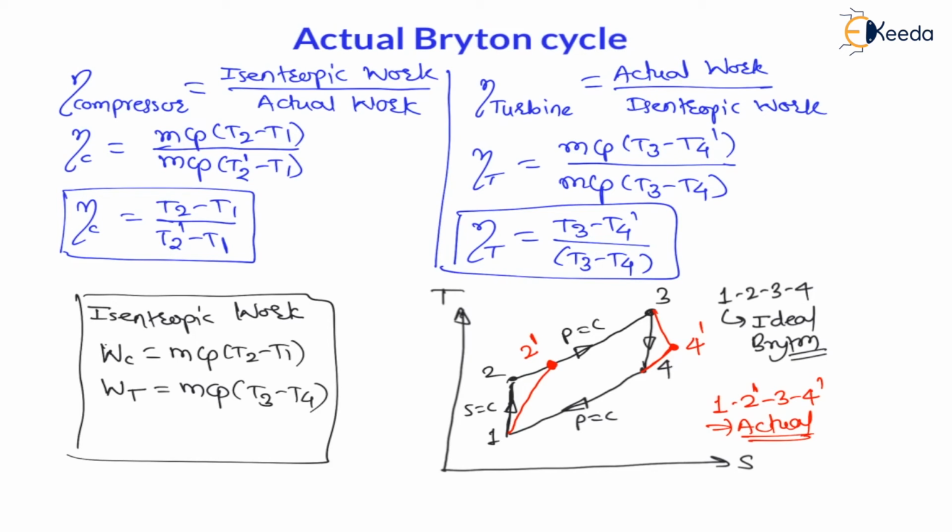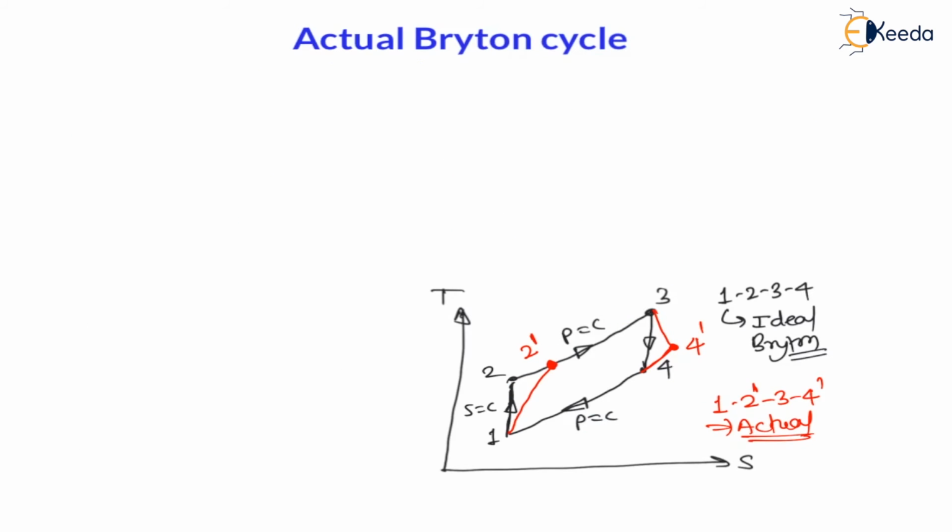Therefore, once you calculate the efficiency of the compressor and the efficiency of the turbine, let us find the efficiency of the total cycle. Here, the efficiency of the compressor is the efficiency of the 1 to 2 process only. This efficiency of the turbine is the efficiency of the 3 to 4 process only. Now, let us find the efficiency of the overall cycle. Here, the actual cycle is 1, 2 dash, 3, 4 dash. This is the actual Brayton cycle, right?